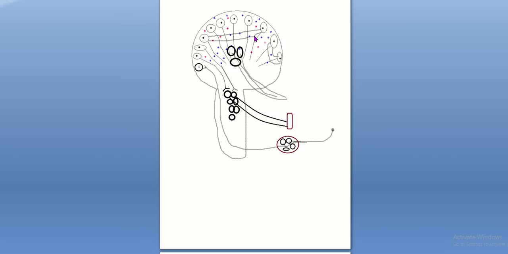So, tracts are of three types: association fiber, commissural fiber and projection fiber. When the axons connect two lobes or two areas of the brain on the same side, this is known as the association fiber. When it connects the same lobe of the two cerebral hemispheres, this is known as the commissural fiber.